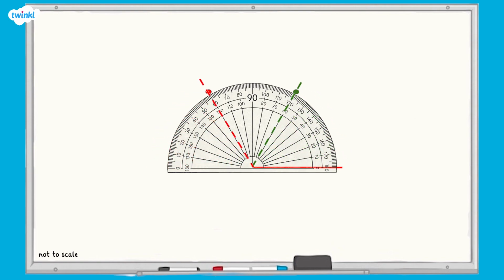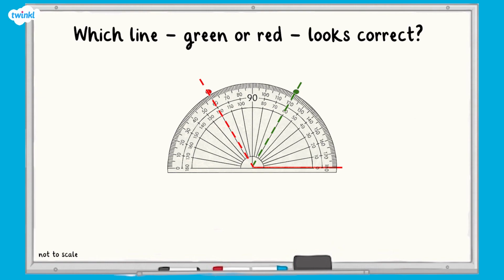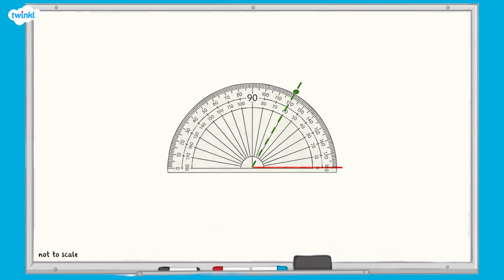Remember that 60 degrees is an acute angle, which is less than 90 degrees. Try to imagine what an acute angle looks like. Which line, green or red, looks correct? That's right, the green line shows an angle of 60 degrees. We've used the inner scale of the protractor, reading from 0, which is lined up with our baseline.